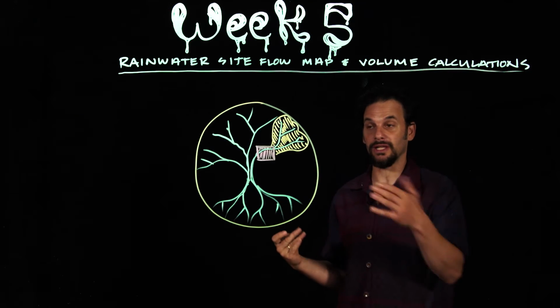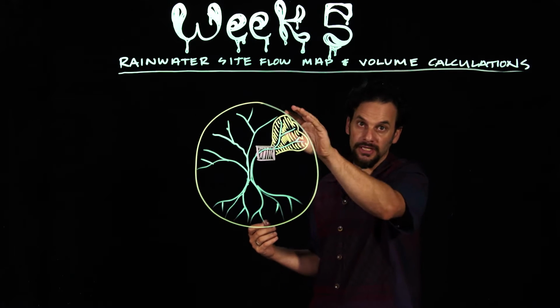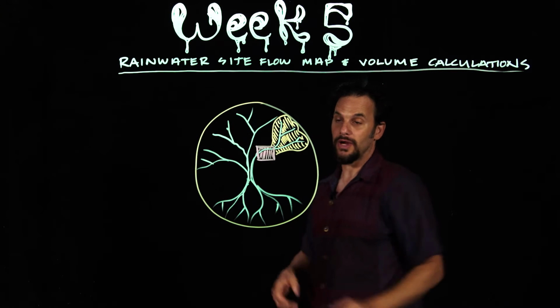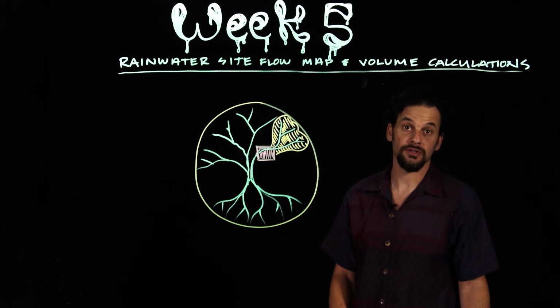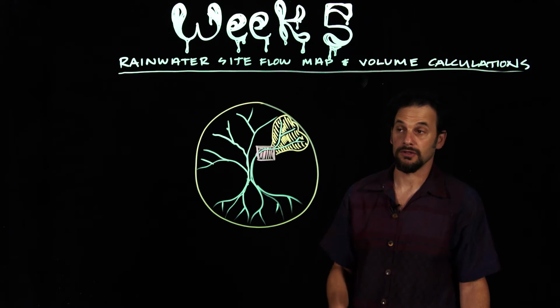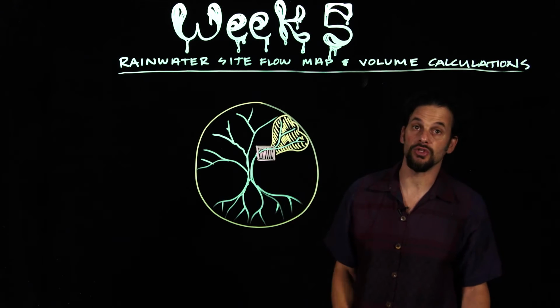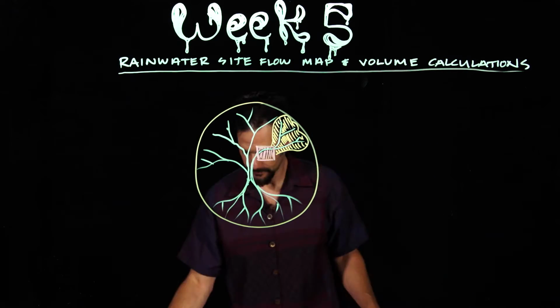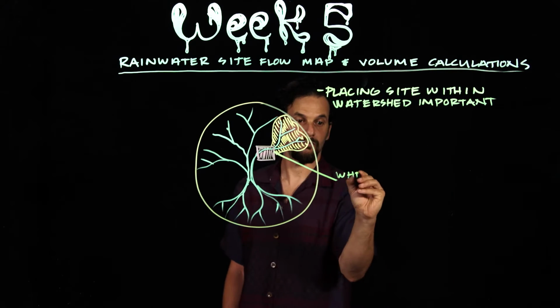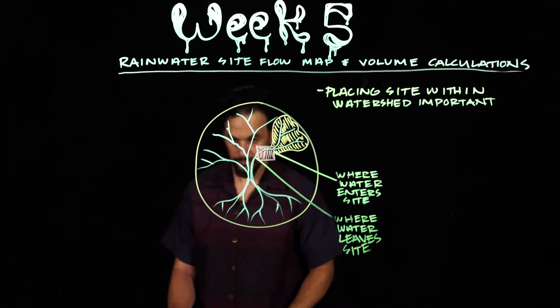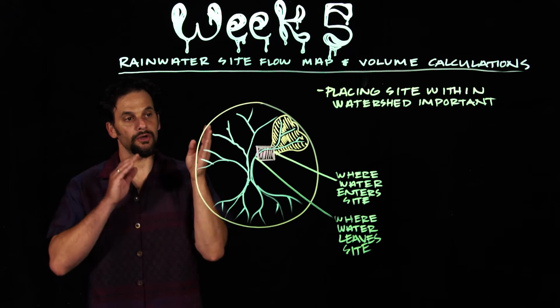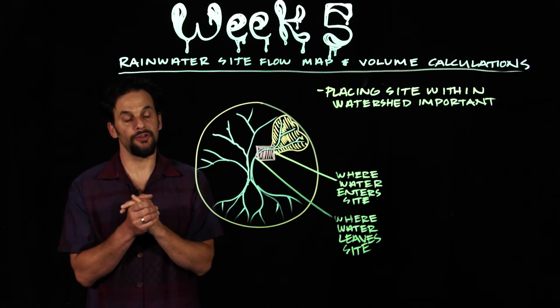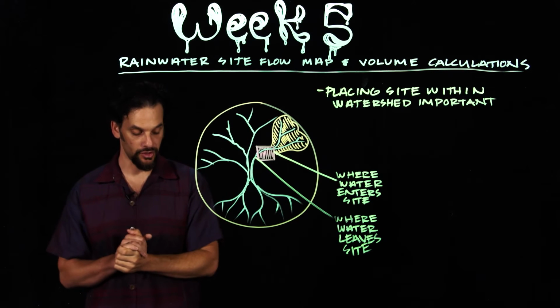Is it coming very quickly? Is this a paved parking lot that is draining water onto our site, or is this an intact forest? That makes a huge difference to the particular hydrology within our site. So when you're doing your rainwater site flow map, these are two very important features.